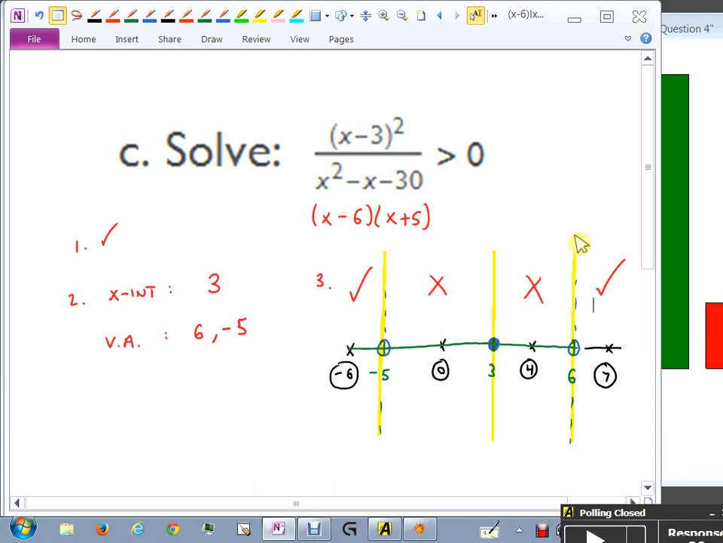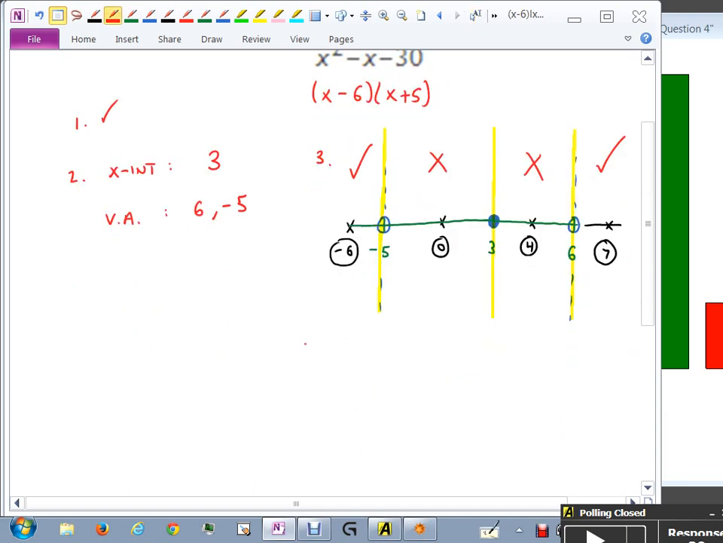So you want to go all the way, everything over here, all the way to negative 5. You cannot include negative 5 no matter what, because it's a vertical. Everything from 6 on, you cannot include 6 no matter what. So what do we got? Negative infinity to negative 5, parenthesis, union, 6 to infinity. Done.